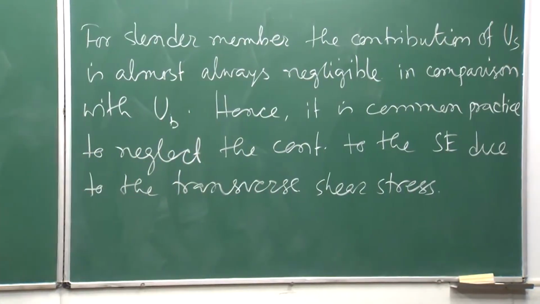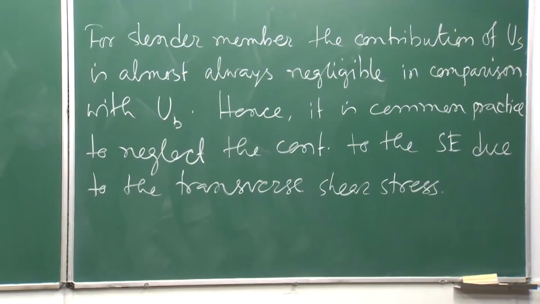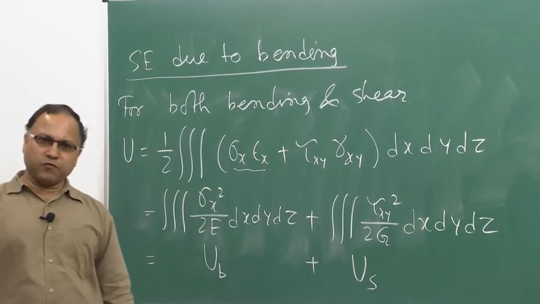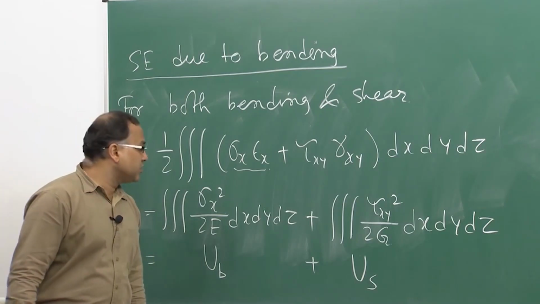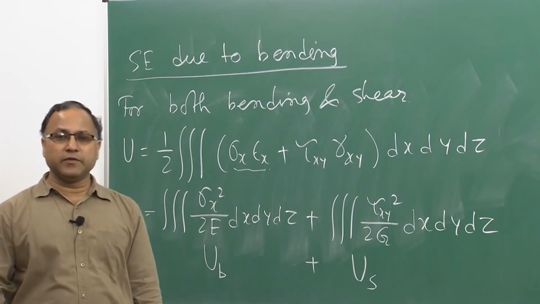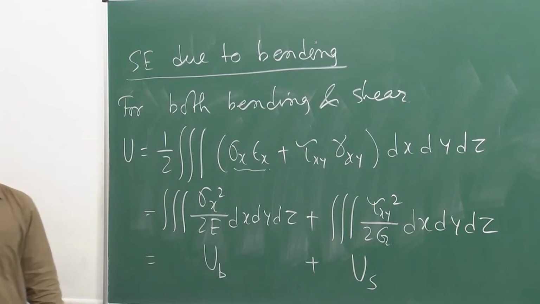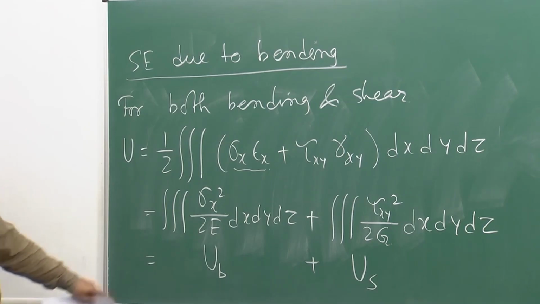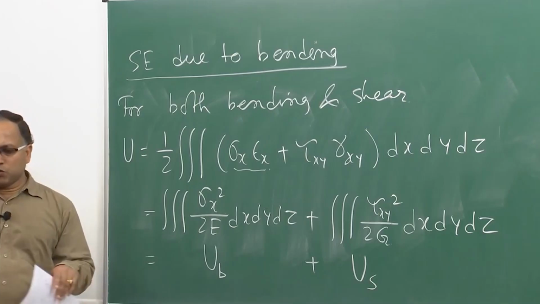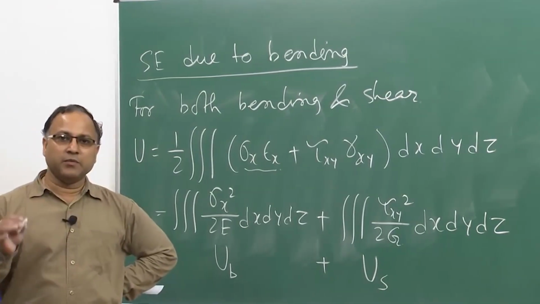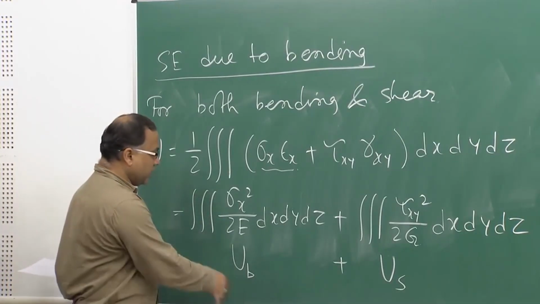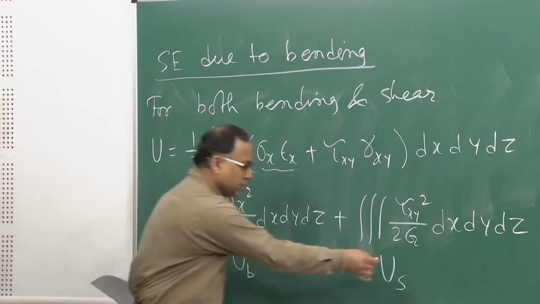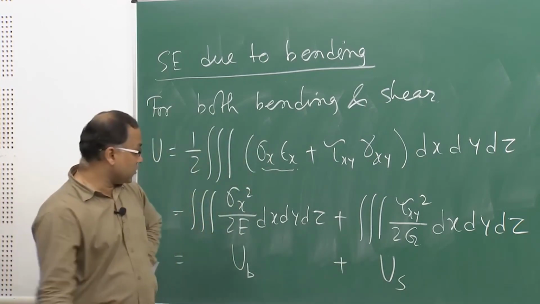Understood? So, now onward, whenever we will be dealing with a slender member under bending, where shear force is also present, this strain energy due to that shear force, that is US, is very negligible as compared to UB. So, in almost all cases we neglect this US and only consider UB. If I want to analyze a slender member under bending as well as shear, we will consider only the strain energy caused by bending. We will not consider this part. This is very negligible as compared to this.